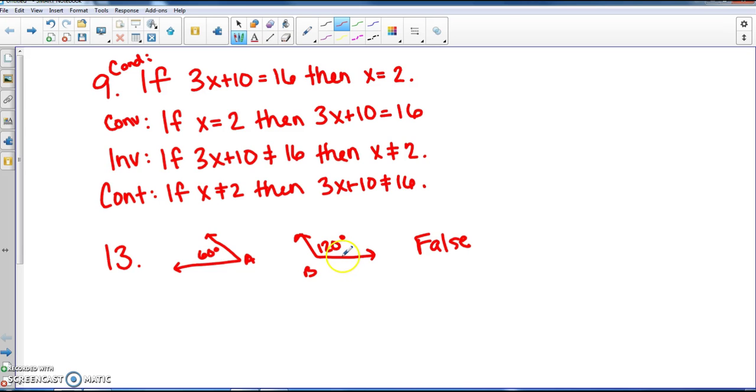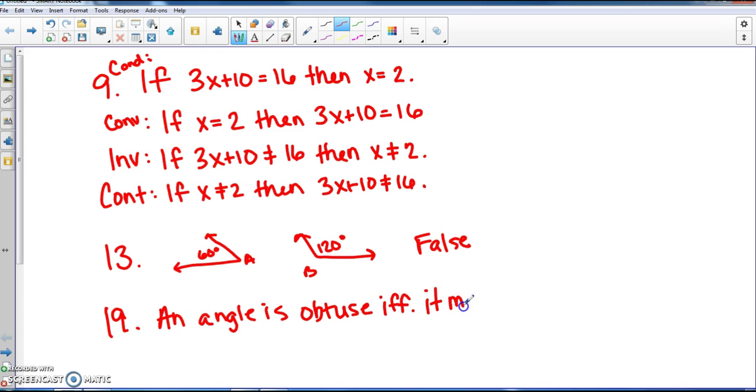So rewrite the definition as a biconditional statement. So remember, biconditional has the if and only if, so you take out the if then, and you have if and only if in the middle of your statement. So number 19 says an angle with a measure between 90 degrees and 180 degrees is called obtuse. So I would say an angle is obtuse if and only if, and remember we did IFF for short, it measures between 90 degrees and 180.